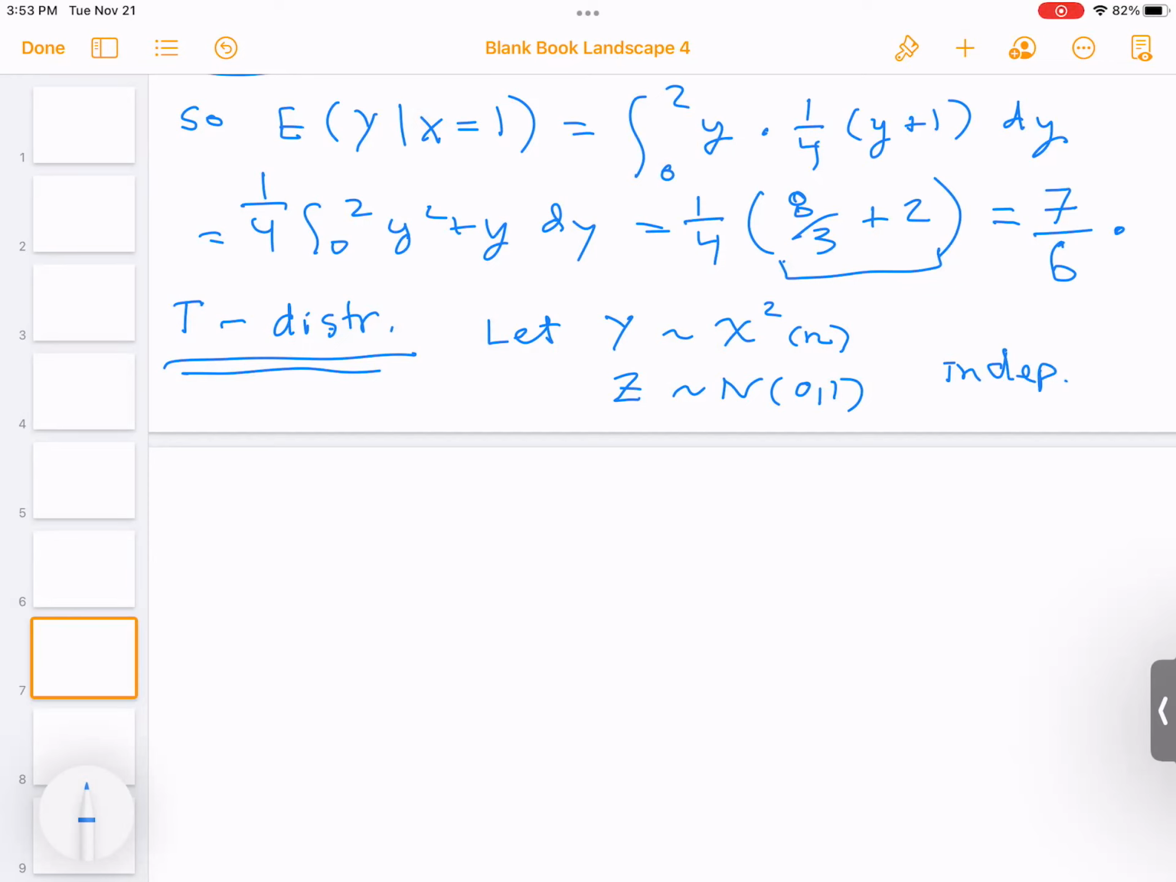Okay, and then set t equal to z divided by the square root of y divided by n. This is called a t random variable with n degrees of freedom. And we want to find the PDF of t.